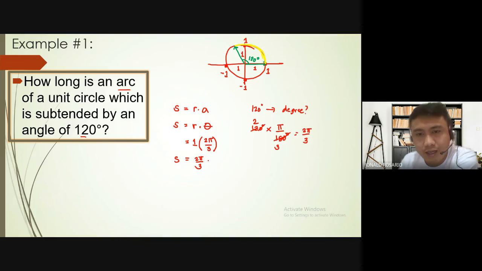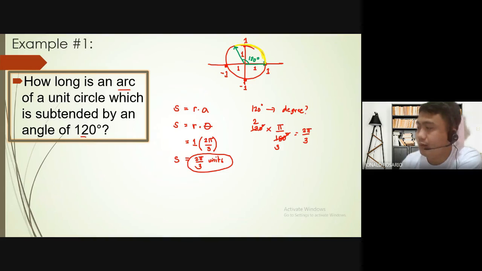Okay, lagyan natin ng unit o units. Is the answer the same on the module? Parehas ba? Joshua and Jelis? Yes, sir. Parehas. Okay.